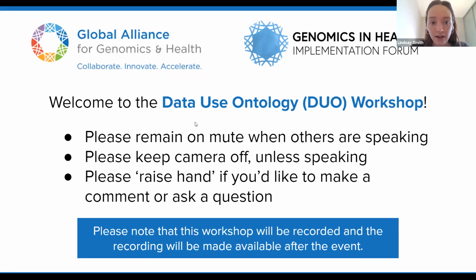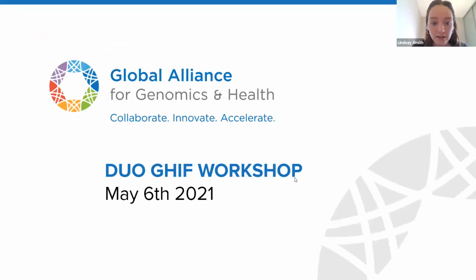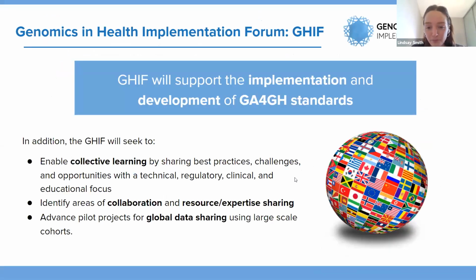So just to set the stage a little bit, this workshop is being held under the umbrella of what we call the Genomics and Health Implementation Forum. The Genomics and Health Implementation Forum, or the GIF, is all about collective learning between groups, identifying areas of collaboration and resource sharing, and advancing pilot projects for global data sharing. So if we think of GA4GH as the standards developing body, the GIF is kind of that implementation arm of, once we create these standards, how can we actually take them and put them into practice?